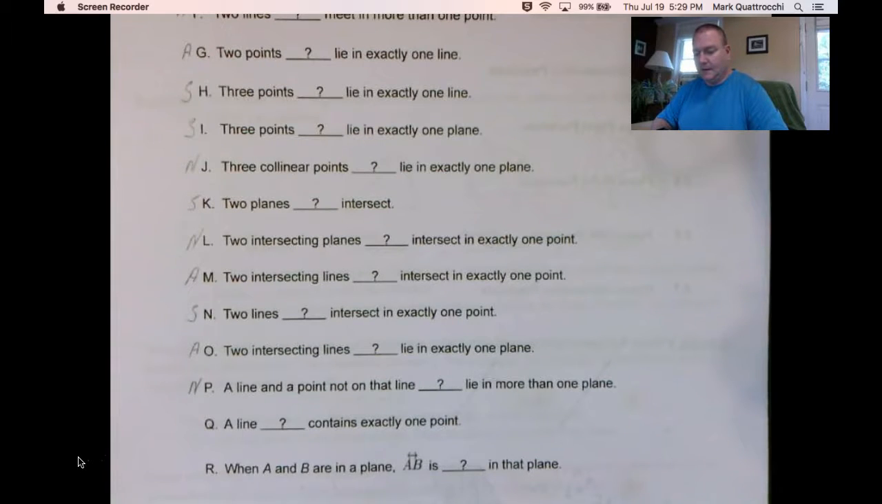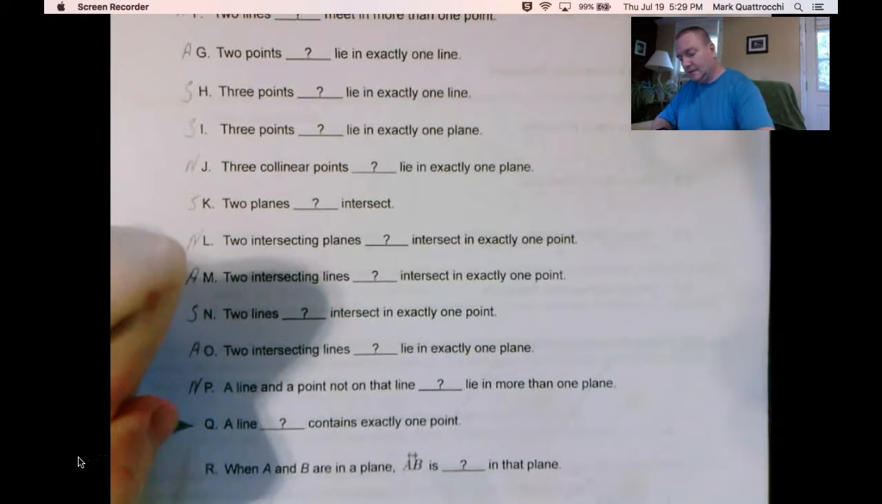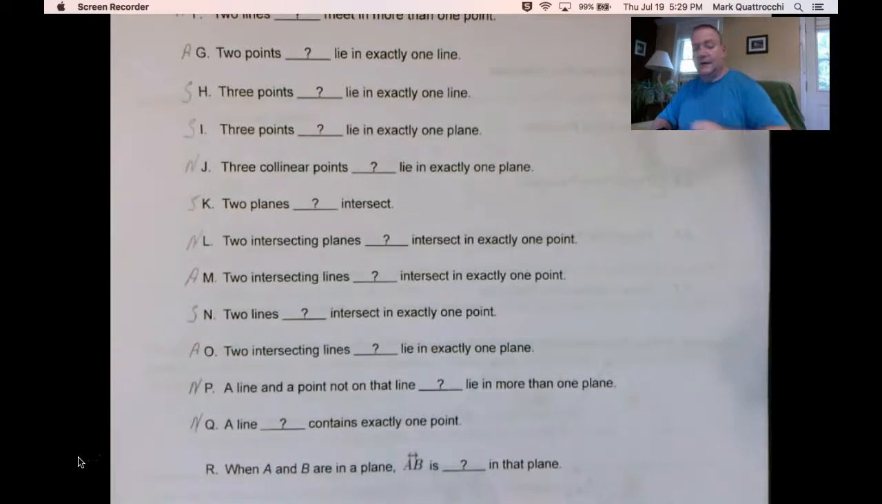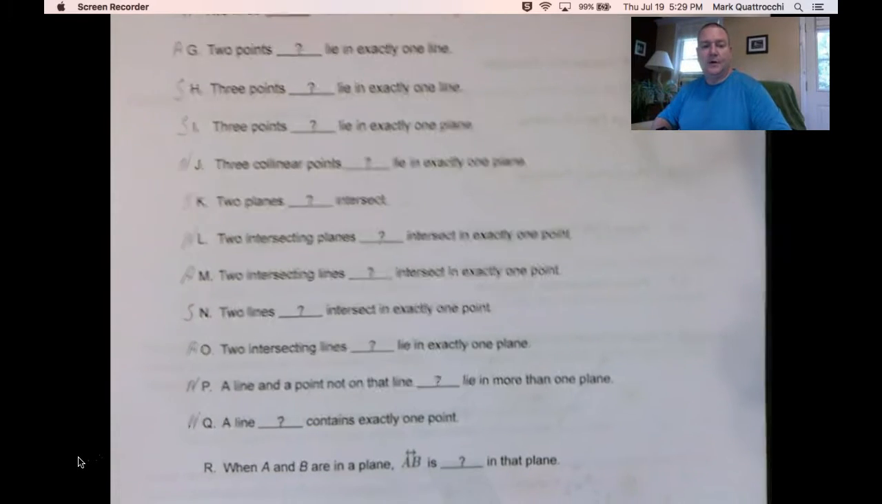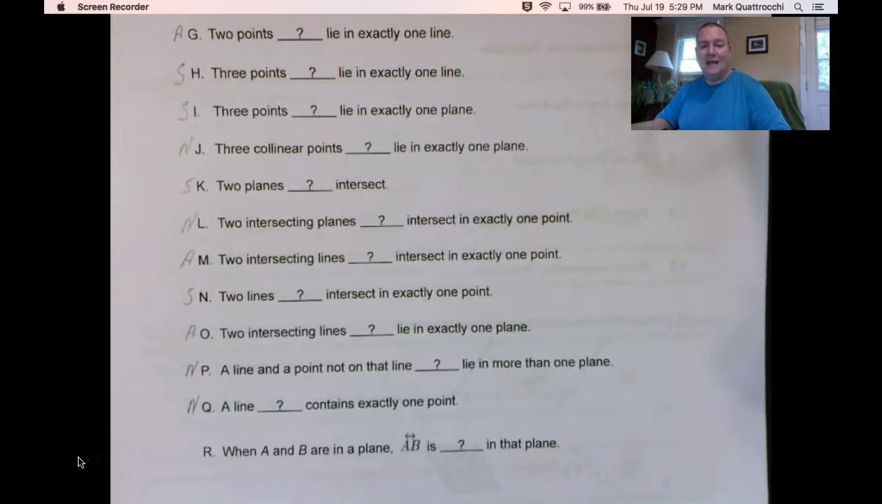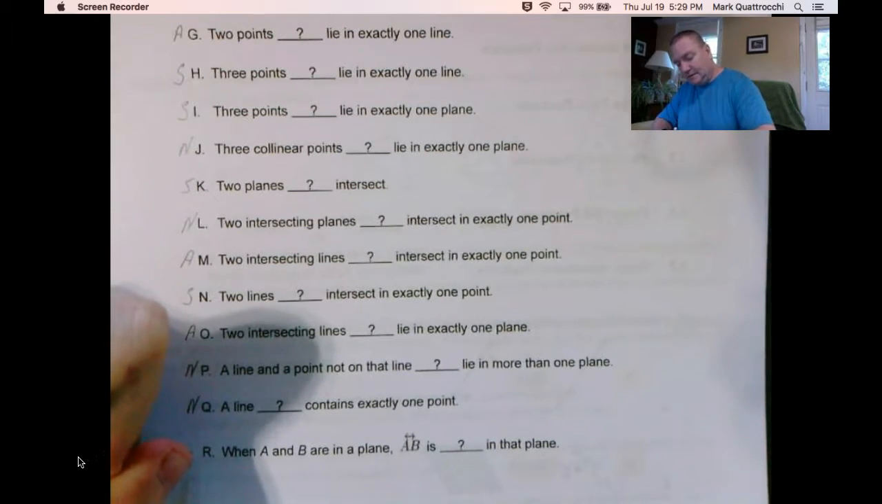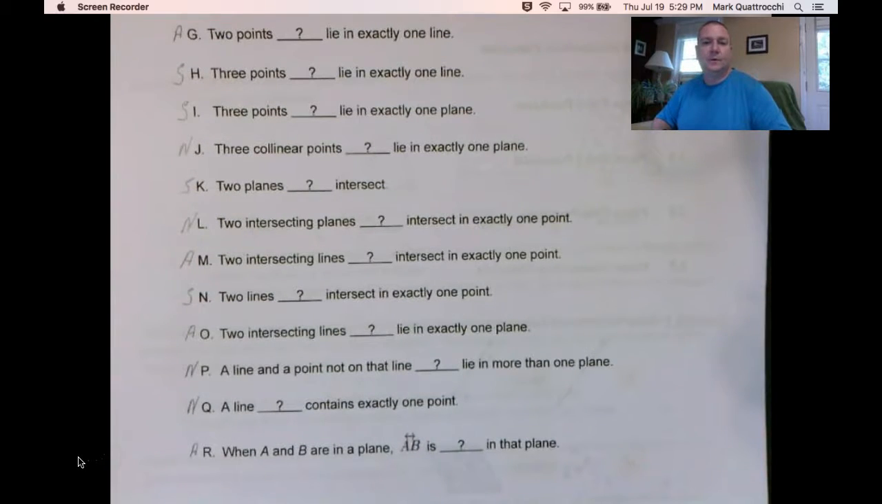Part Q. A line always, sometimes, or never contains exactly one point. This is never. A line contains an infinite number of points. Part R. When points A and B are in a plane, line AB is always, sometimes, or never in that plane. This is an always, and again, will be explored in example 10.